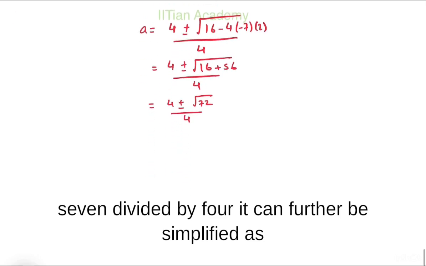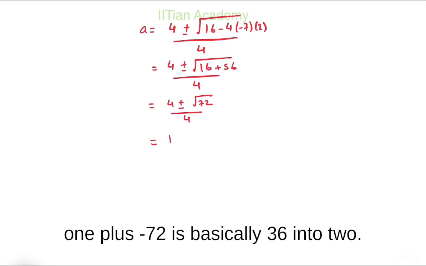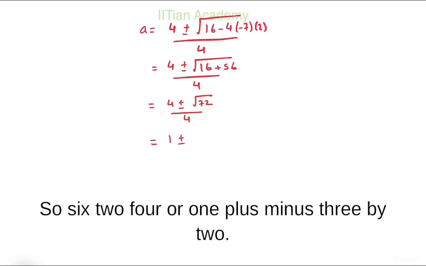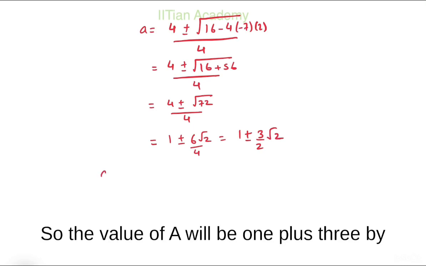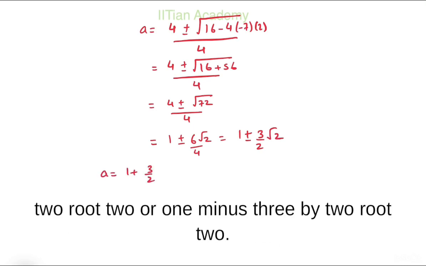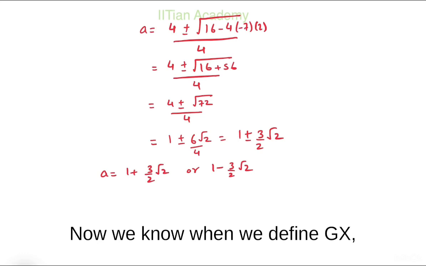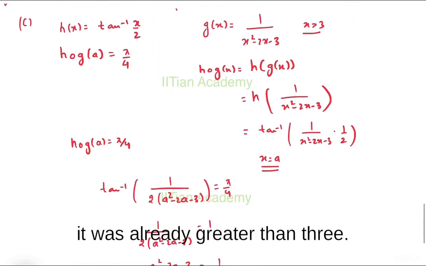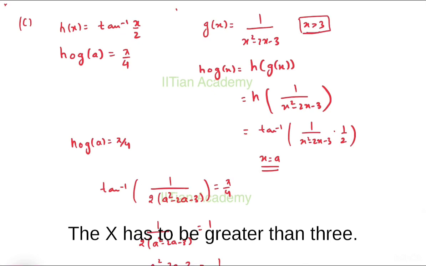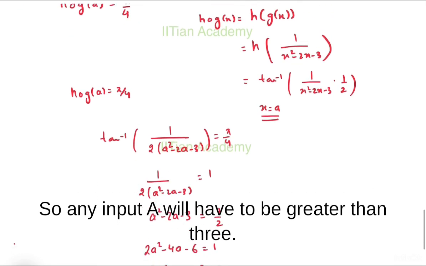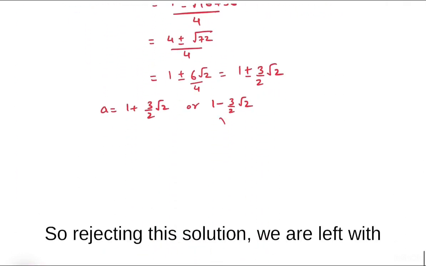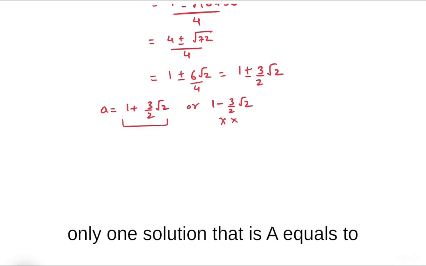It can further be simplified as 1 plus minus, 72 is basically 36 into 2. So 6 root 2 by 4, or 1 plus minus 3 by 2 root 2. So the value of a will be 1 plus 3 by 2 root 2, or 1 minus 3 by 2 root 2. Now we know when we defined g x, x was greater than 3. So any input a will have to be greater than 3. So rejecting this solution, we are left with only one solution, that is a equals 1 plus 3 by 2 root 2.